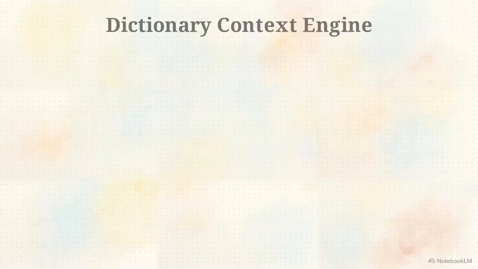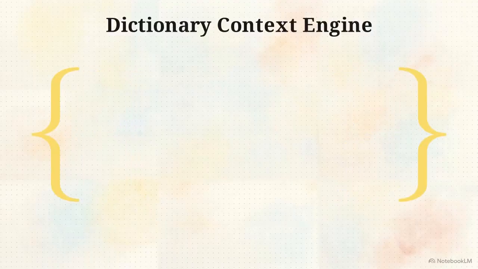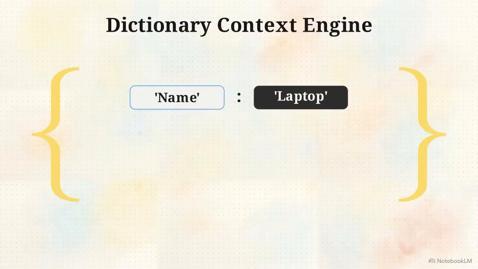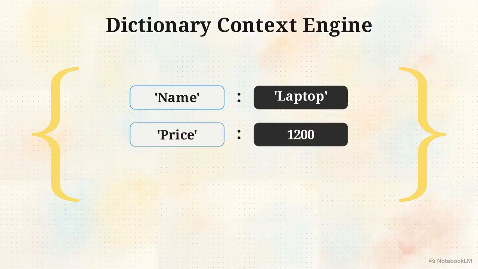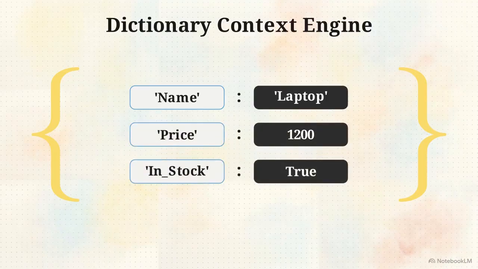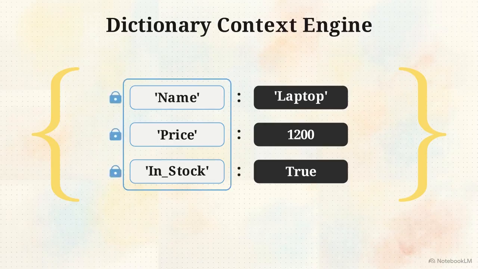This diagram represents a product information dictionary. Inside the curly braces, we assign specific keys to values. The key name maps to laptop, the key price maps to 1200, and in stock maps to the Boolean value true. Looking closely at this structure, there is a specific rule. Dictionary keys must be unique and immutable. This means an analyst can query the price key and instantly retrieve the associated value of 1200.